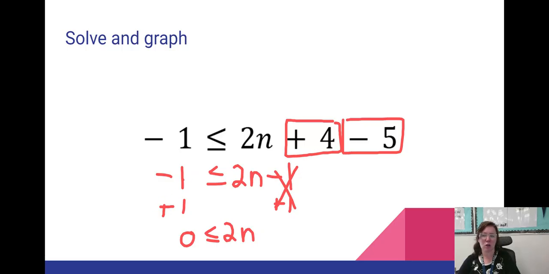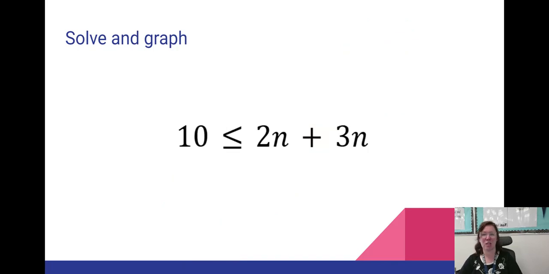I don't cross it off here because there's nothing else, so I've got to write something. And when there's nothing, then the something I write is 0, because 0 means nothing. And then divide both sides by 2. 0 divided by 2 is just 0, is less than or equal to n. And we can graph that. 0, and it's a closed circle. 0 is less than or equal to n. So that means n is all the stuff bigger than it.